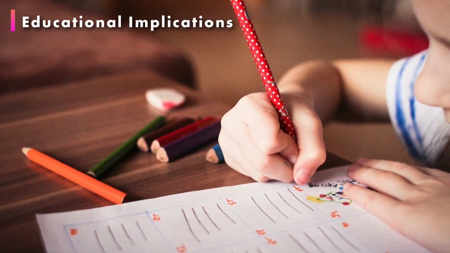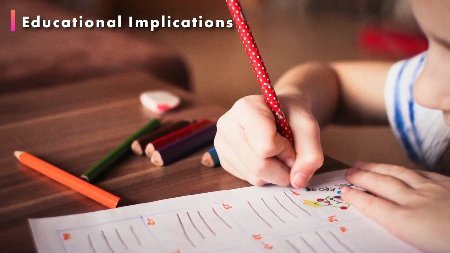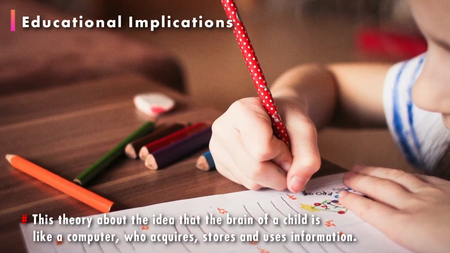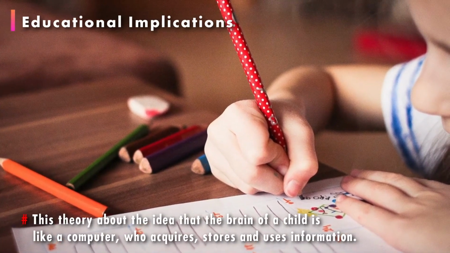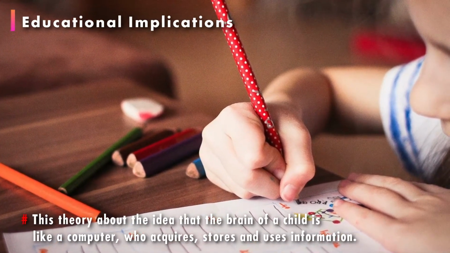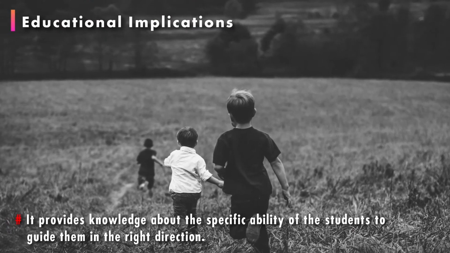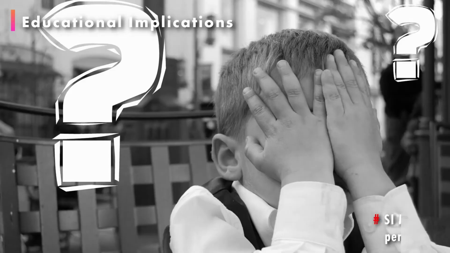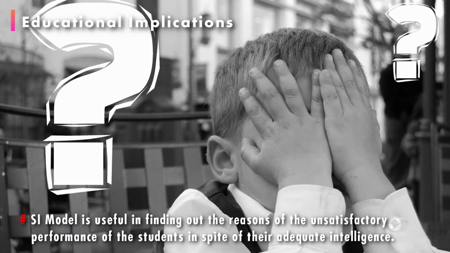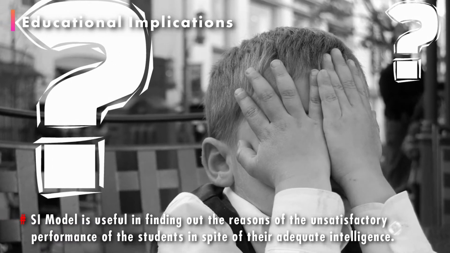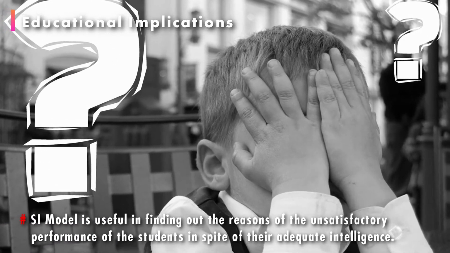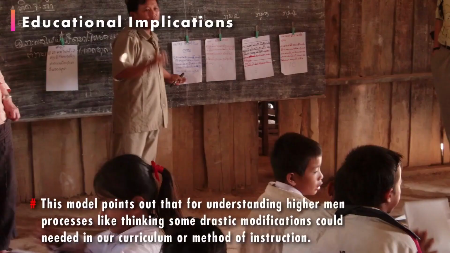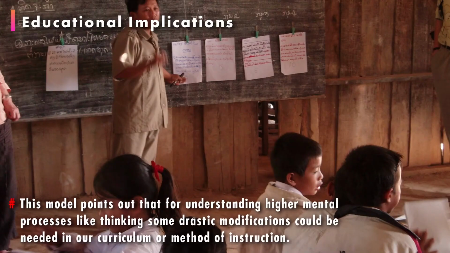And why is this model important in education? According to this theory, the brain of a child is like a computer which acquires and uses information. It provides knowledge about the specific abilities of the students, to guide them and put them in the right direction. The SOI model is useful in finding out the reason for unsatisfactory performance of students in spite of adequate intelligence. This model points out that for developing higher mental processes like thinking, some drastic modification could be needed in our curriculum or method of instruction.